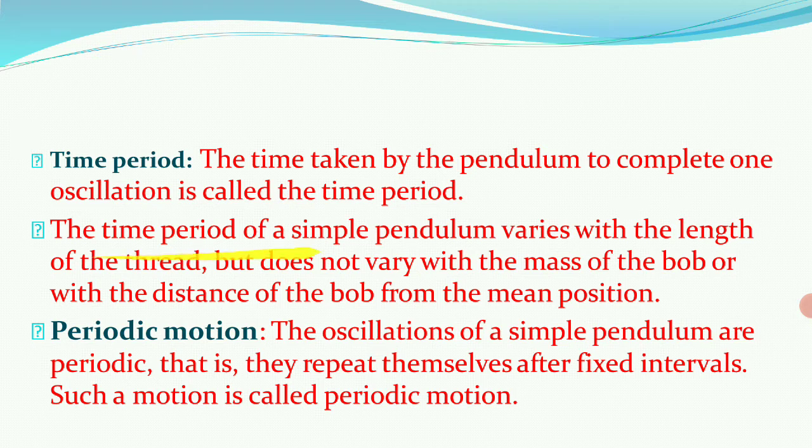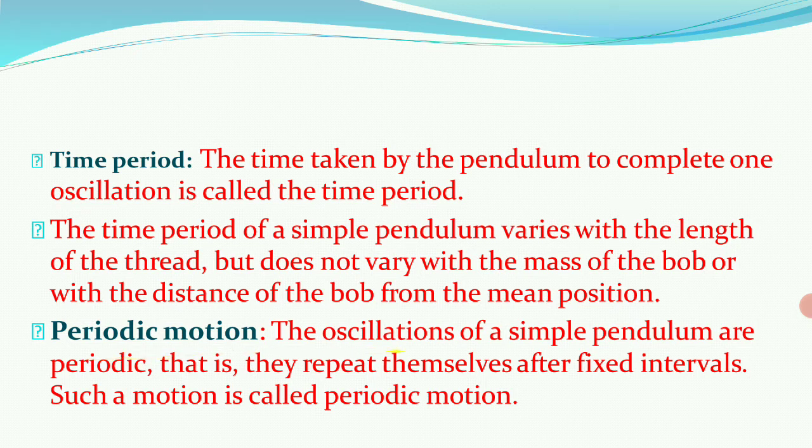The time period of a simple pendulum varies with the length of the thread but does not vary with the mass of the bob. The time period of the simple pendulum changes with the length of the thread, but it does not depend upon the mass of the bob or the distance of the bob from the mean position.